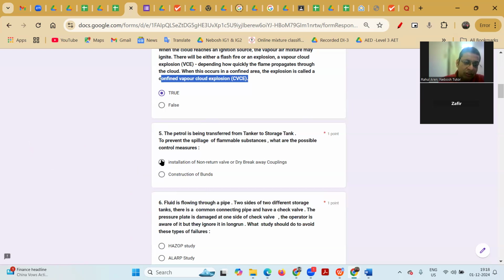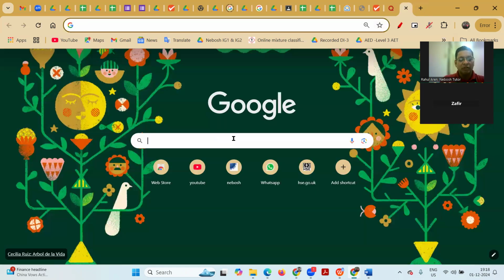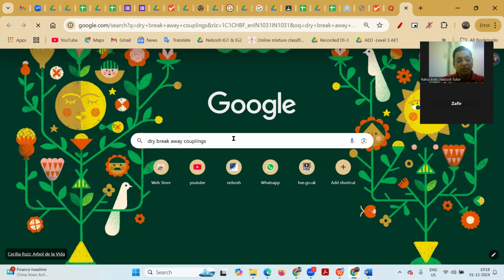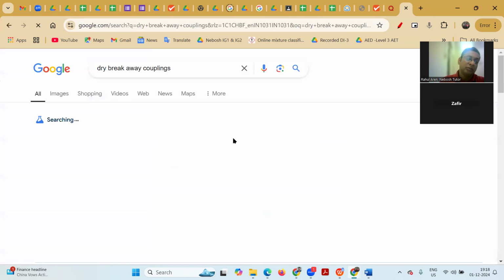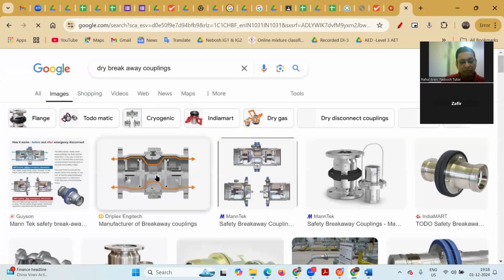We can install a non-return valve or a dry breakaway coupling. What is a dry breakaway coupling? If you look at a breakaway coupling, you may get an idea about it. These couplings play a very important role for connection purposes. Once it breaks, it closes that particular area, so leaking will not occur. This is a simple coupling.